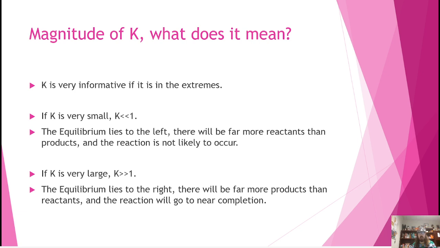The reaction is not going to occur very much, if at all, when K is very, very small, like in 10 to the negative somethings. If K is very, very large, that means the reaction is very product favored. The equilibrium lies to the right. Means the reaction will go to near completion. You're going to get yields in the 99 to 100%-ish.